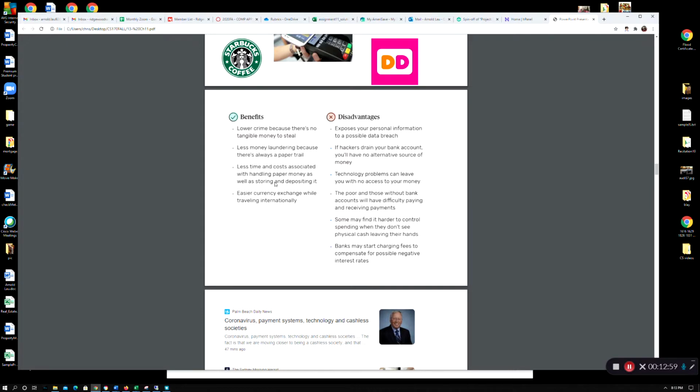Okay, so the money laundering aspect, I'm not really sure you would say there's really less money laundering. I guess it depends on which currency or which electronic payment you're talking about. Obviously there are some types of currency that pretty much exist solely to keep your activities confidential, right? So money laundering actually is a big problem in some cases, depending on what type of currency you're using. So all this other stuff, yeah, that's fine. Easier currency exchange while traveling internationally. Yeah, I think that's fairly true. Again, it might depend on the case.